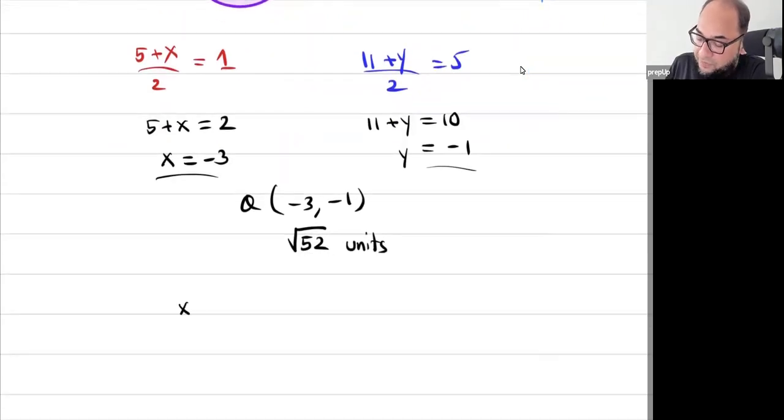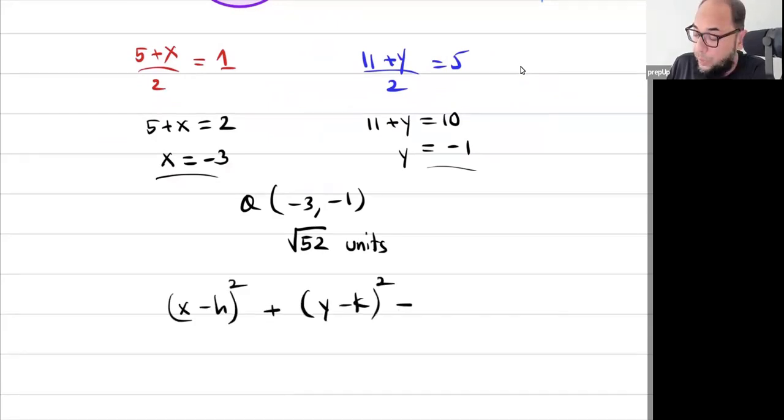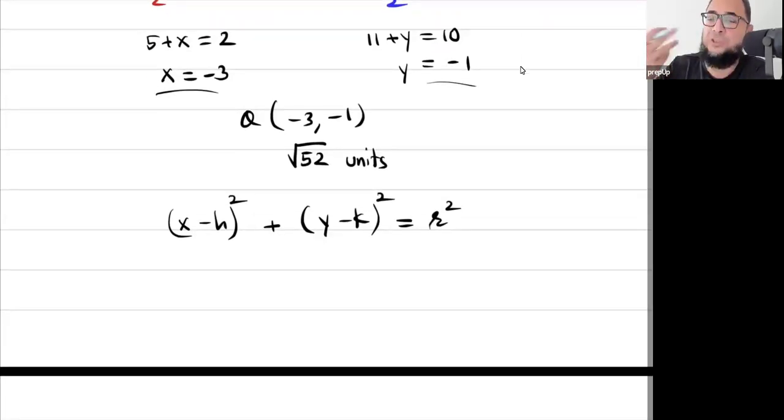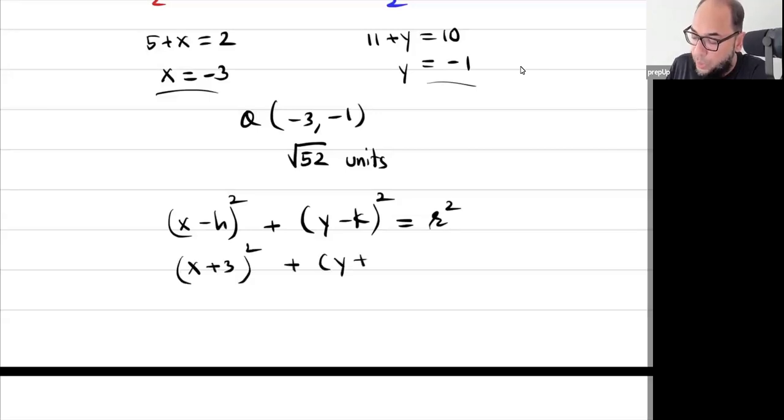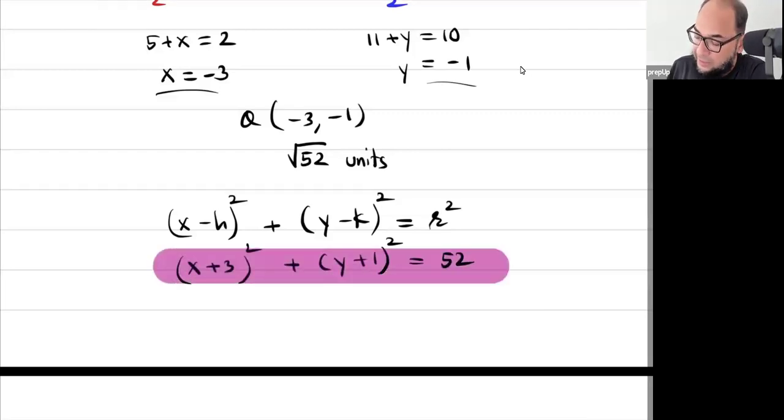Therefore, the standard form of the equation of a circle is x minus h whole square plus y minus k whole square equals r square. Is this all clear? With translation, the radius does not change, and it also says so. So this is x plus 3 whole square plus y plus 1 whole square is 52. The square root disappears after the squaring, and that is what the answer looks like.